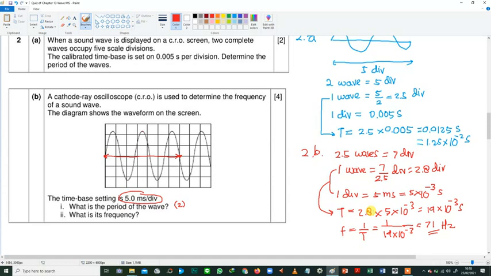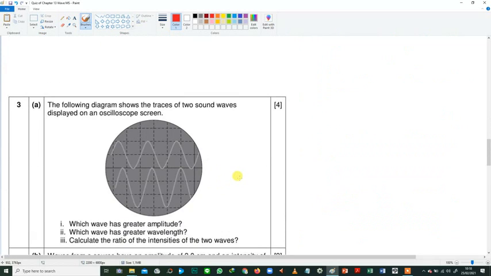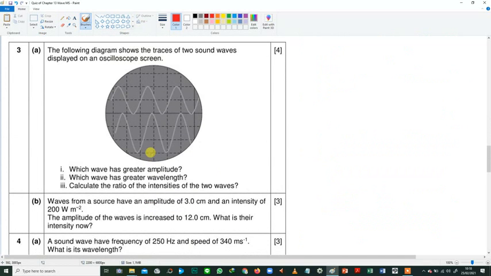To be, basically 2 is about the CRO. And then let's see, do we have another question for B? No. This is question number 3. As you can see, everyone, if you read the questions before, it's basically about the intensity and the wavelength, the relation between them. So let's start the question.